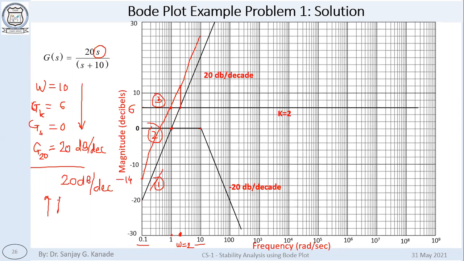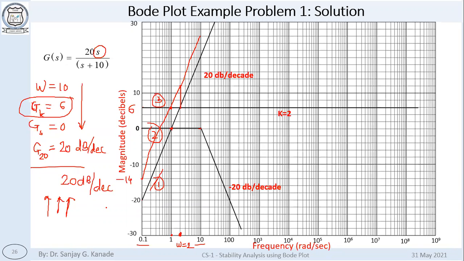And why is this shifting happening? This shifting happens because of K. Whenever this K changes, the shifting will change. The shift will be upwards or downwards. It may be upwards or it may be downwards.